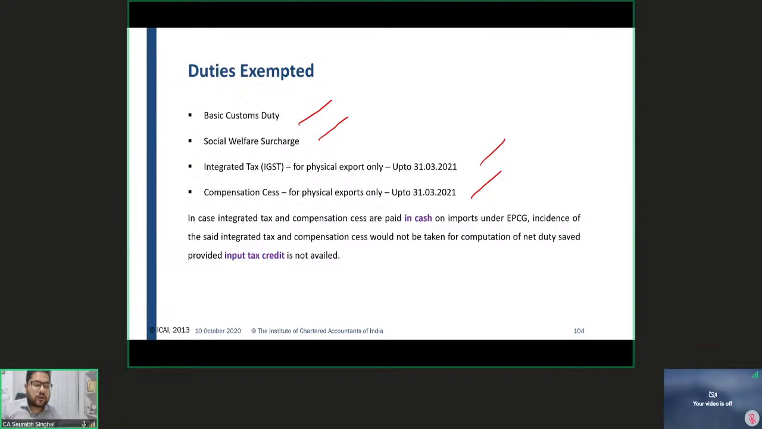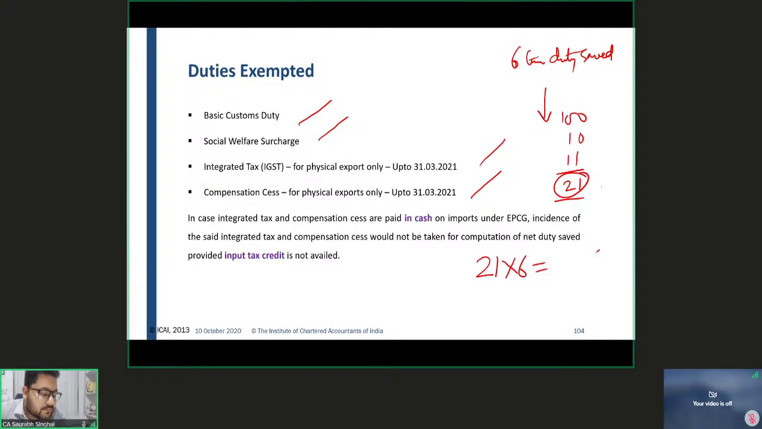Actually, for you to understand this clause, you have to first understand that under advance authorization, the export obligation was 15% value addition. Under EPCG, the export obligation is 6 times duty saved. So suppose I imported capital goods of rupees 100 on which BCD was 10 and IGST was 11. 21 is what I have saved. I have to make an export of 21 into 6, 126 rupees in the next 6 years. This is the export obligation under the scheme.